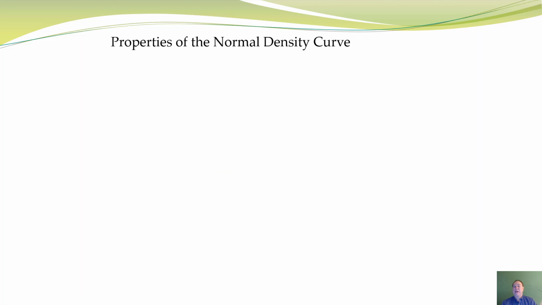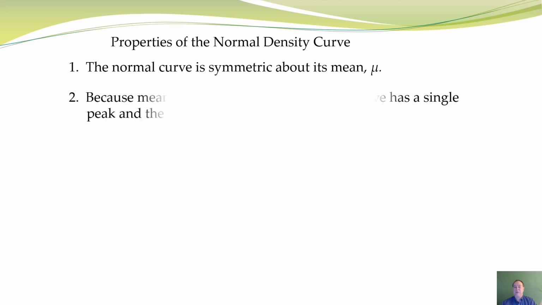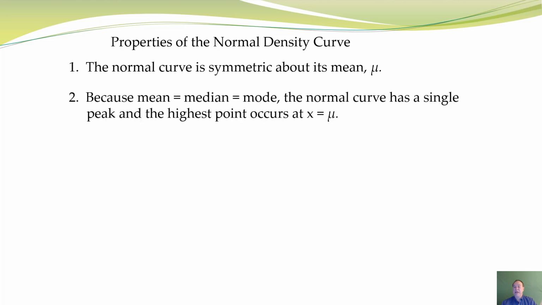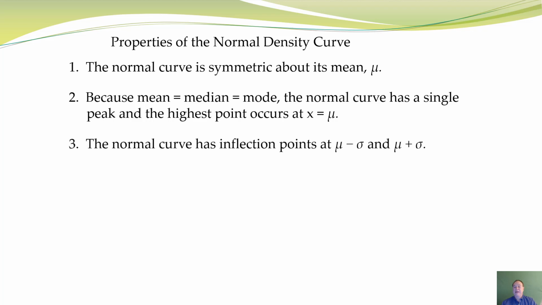All right, properties of the normal density curve. The normal curve is symmetric about its mean, mu. Because mean equals median equals mode, the normal curve has a single peak, and the highest point occurs at x equals mu, or the mean. The normal curve has inflection points at mu minus sigma and mu plus sigma. This is the mean minus 1 standard deviation, the mean plus 1 standard deviation.